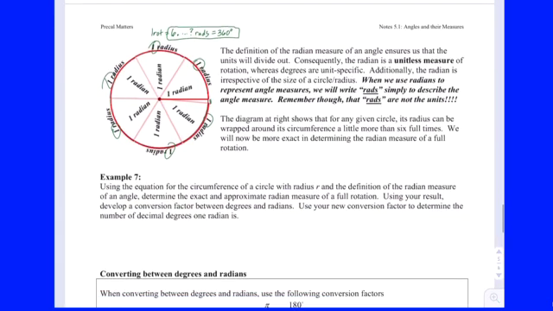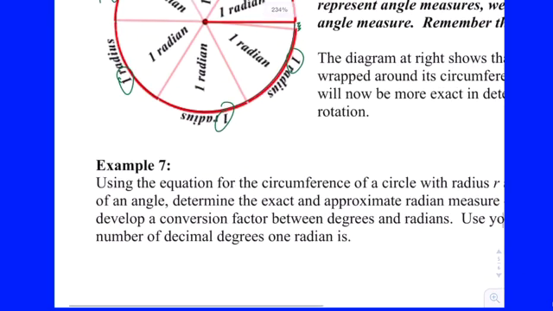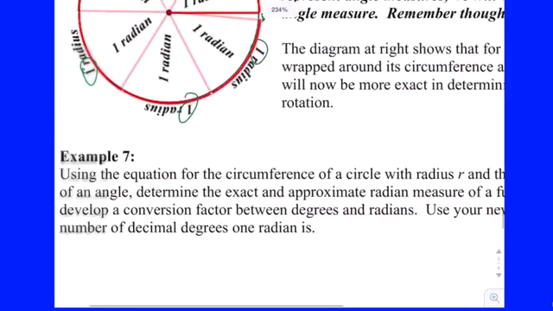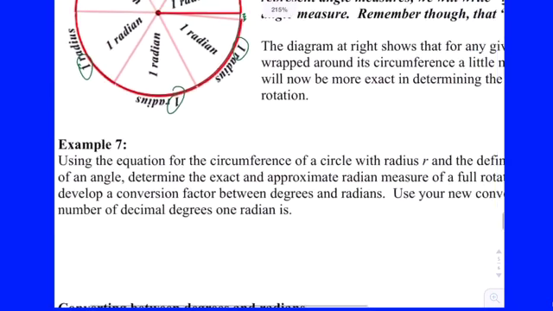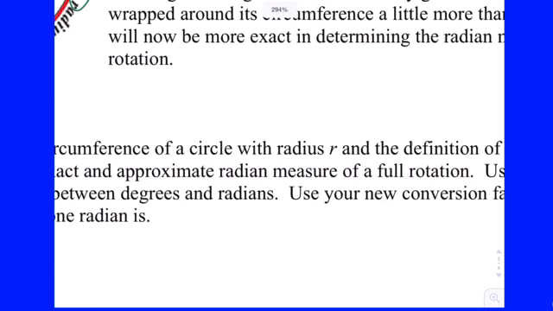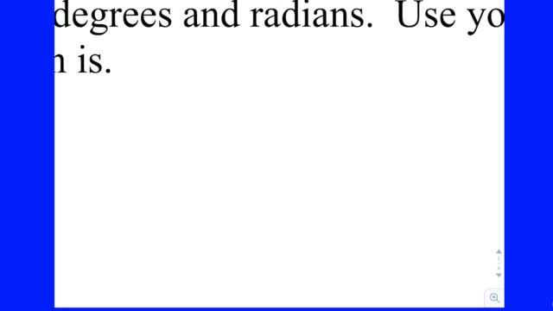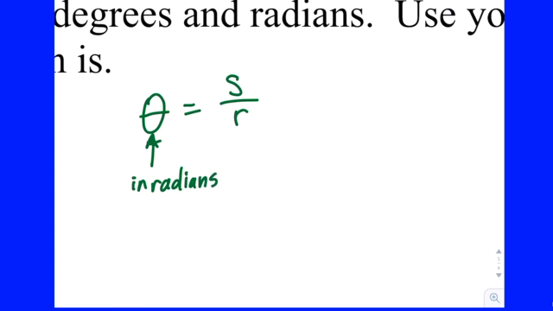It says, use the equation for the circumference of a circle with radius r and the definition of the radian measure to determine the exact and approximate radian measure of a full rotation. All right, so let's go ahead and do that. First of all, theta is equal to s divided by r. Yes? Okay, and theta is going to be in radians, which again is not a unit, it's just a description, right?